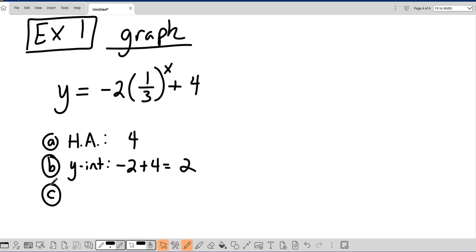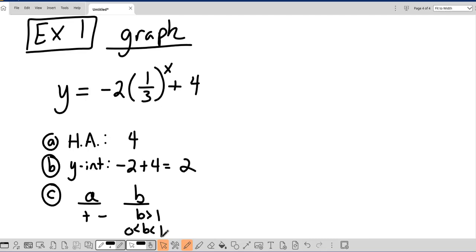The last thing we have to do is we have to determine the shape. Now to determine the shape, we're going to look at 2 things. We're going to look at our a value and we're going to look at our b value. For the a value, we have to decide if it's positive or negative. For the b value, we have to decide, is it greater than 1 or is it between 0 and 1?